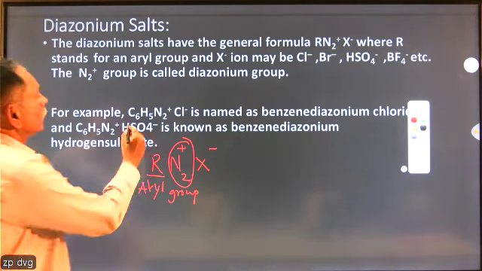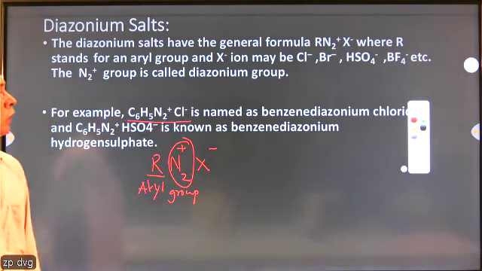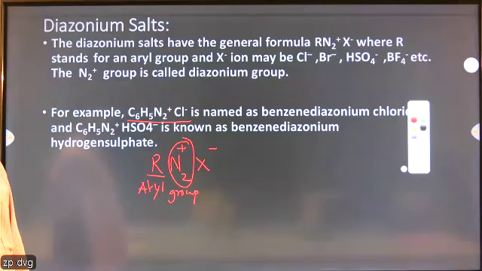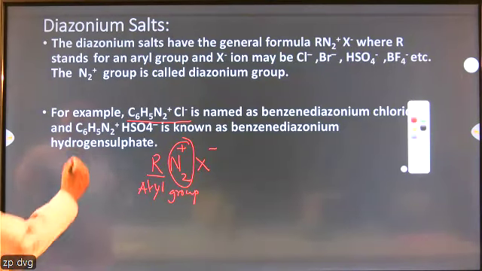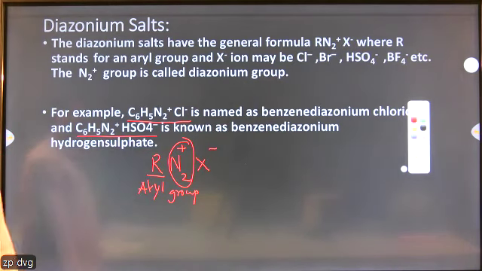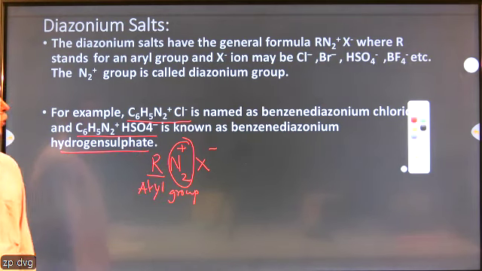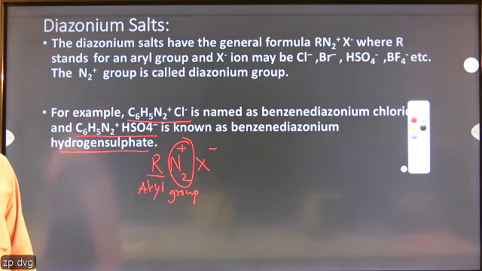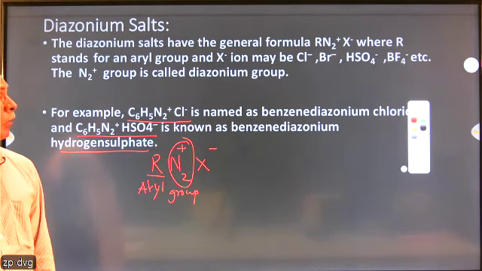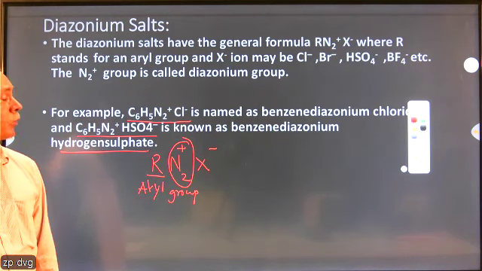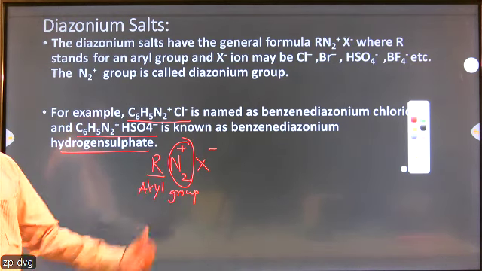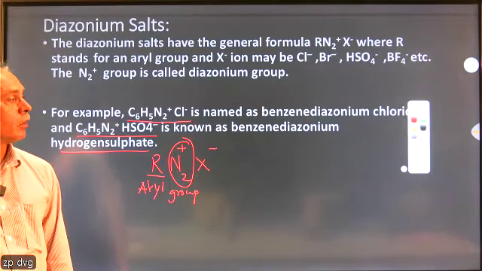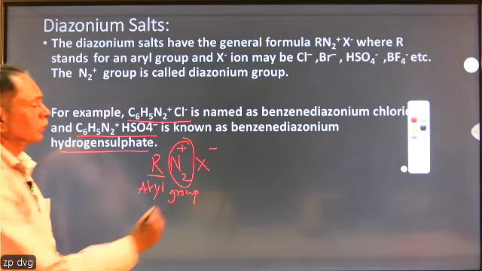For example, C6H5N2+ Cl− is called benzene diazonium chloride. Similarly, C6H5N2+ HSO4− is called benzene diazonium hydrogen sulfate. Now, these arene diazonium salts are much more stable than alkyl diazonium salts. The stability of arene diazonium salts can be explained on the basis of resonance.